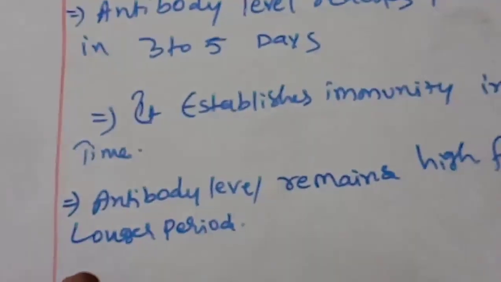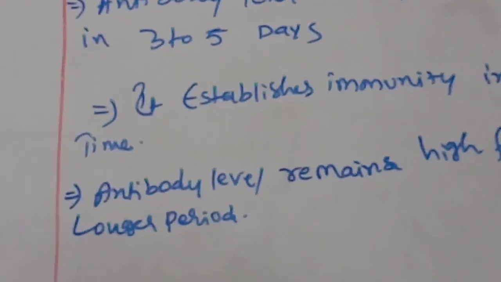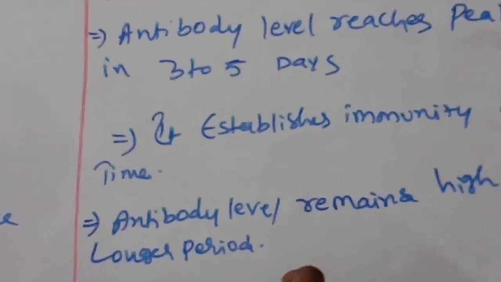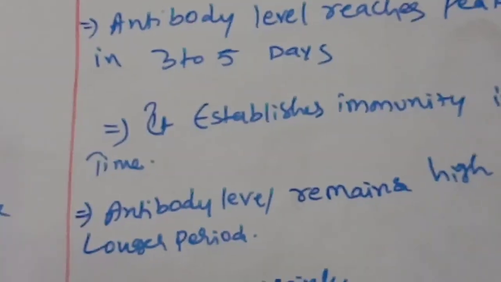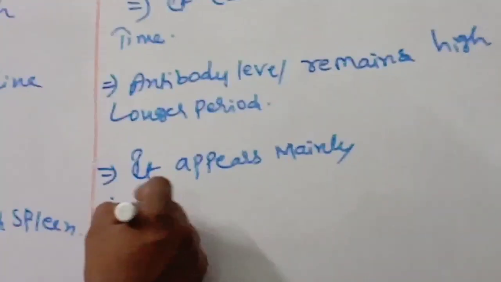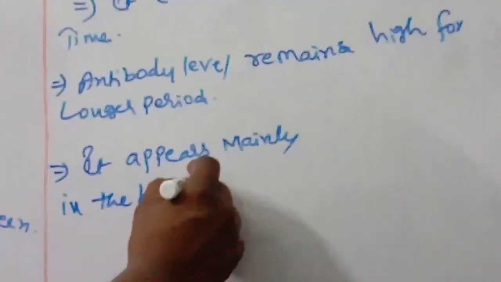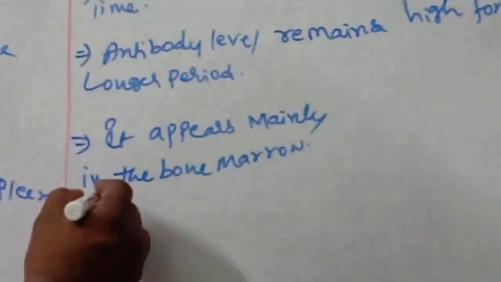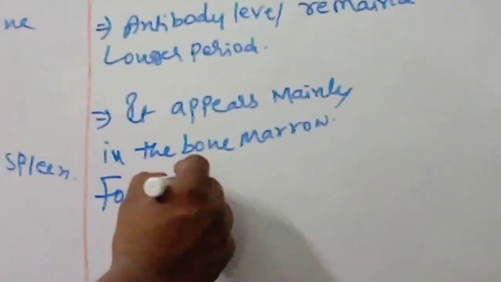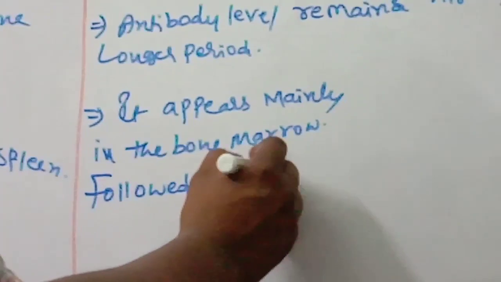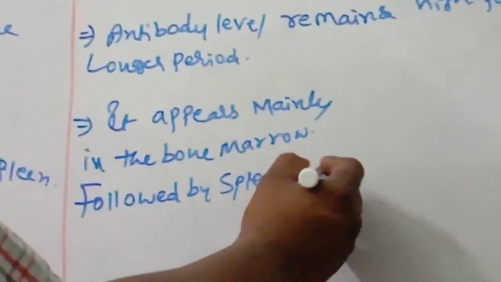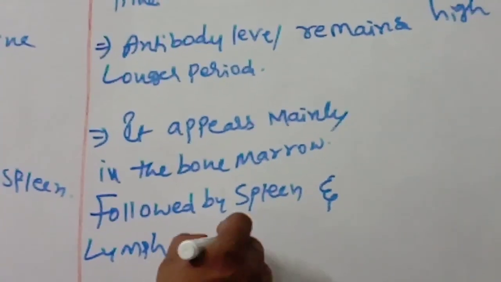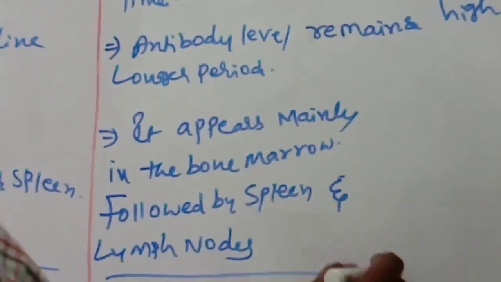Okay children, this is important. Next, it appears mainly in the bone marrow. This one you have to remember: in the bone marrow, followed by spleen and lymph nodes. Okay children, these points you should remember.